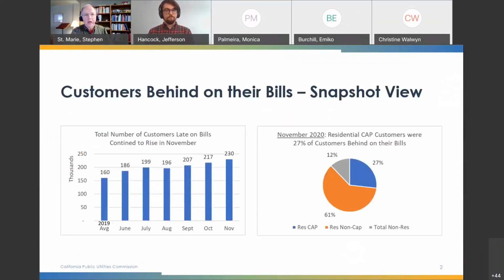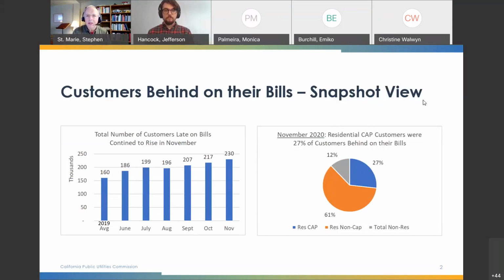This is not detailed information, but we'll do a quick snapshot. Recently, we have found that the most recent data we have is from November last year, and it seems as though the total number of customers of the Class A water utilities who are late on their bills is about 230,000 out of a little over 1.2 million customers in total.